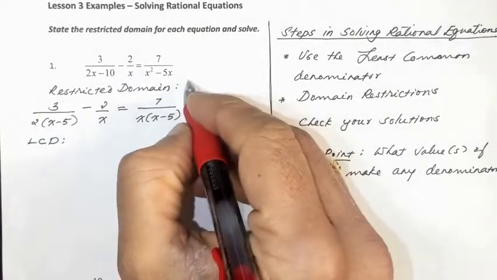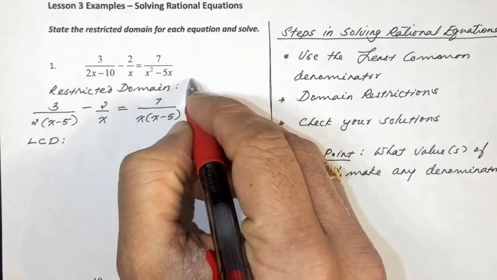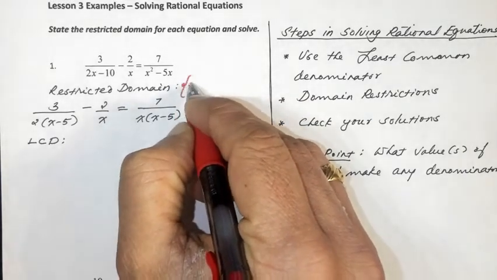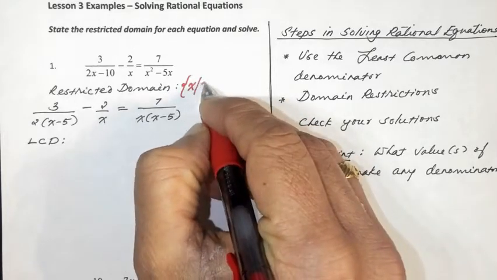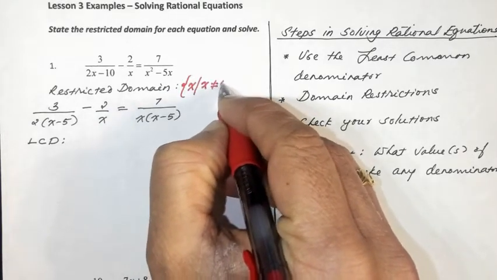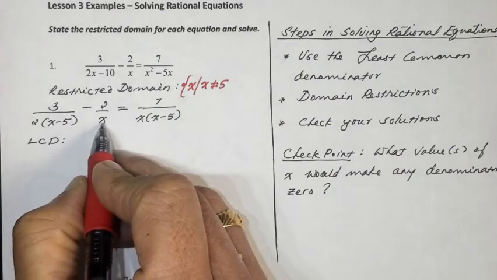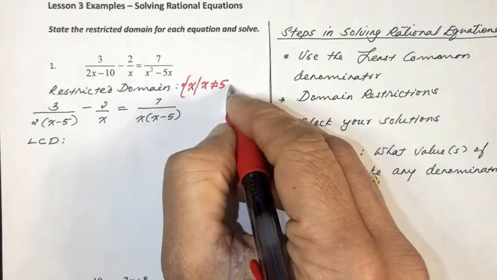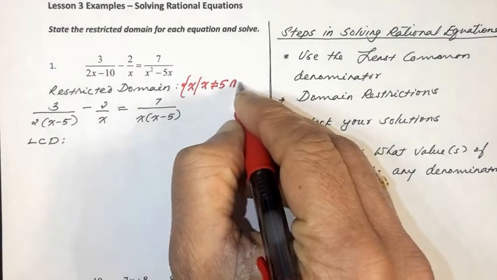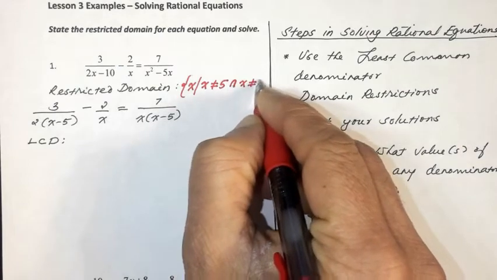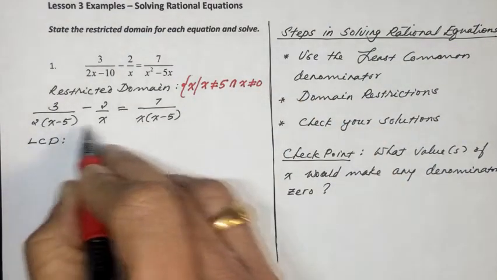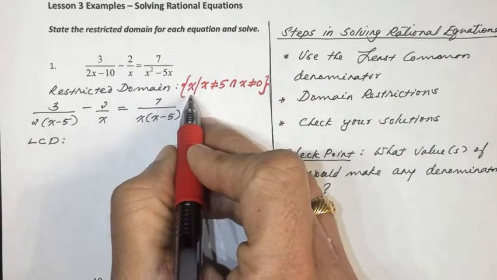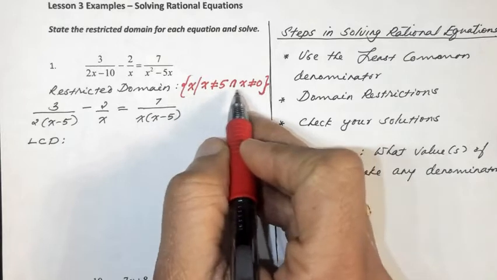So we need to be careful about removing 5 from the domain. So x cannot be 5. Definitely if x is equal to 0, the denominator is going to be 0, and that is an intersection: x is not equal to 0. Those two values are repeating here, so you don't have any more restrictions. So the domain restriction is x is not equal to 5 intersection x is not equal to 0.